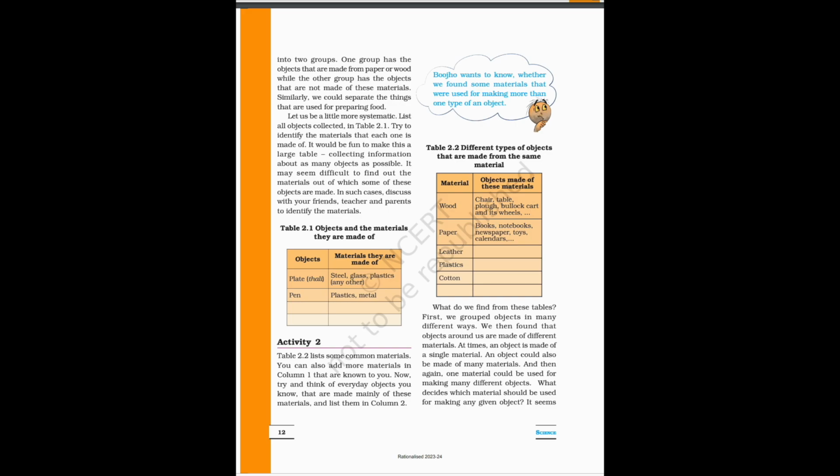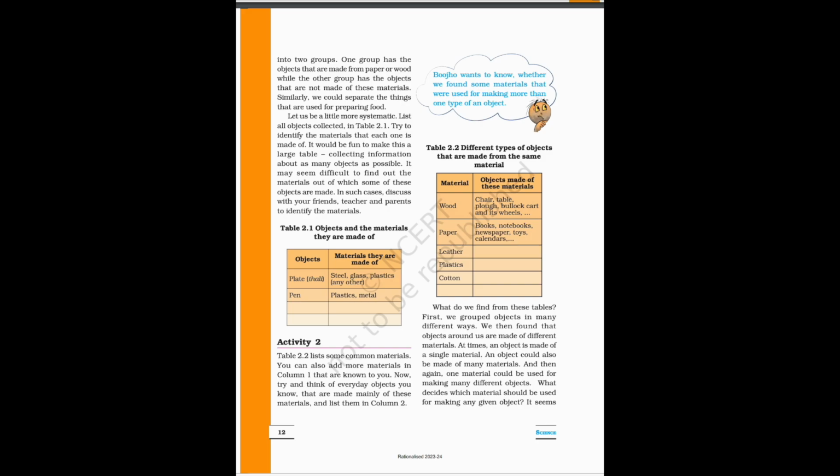Let us be a little more systematic. List all objects collected in Table 2.1. Try to identify the materials that each one is made of. It would be fun to make this a large table, collecting information about as many objects as possible. It may seem difficult to find out the materials out of which some of these objects are made. In such cases, discuss with your friends, teacher, and parents to identify the materials.